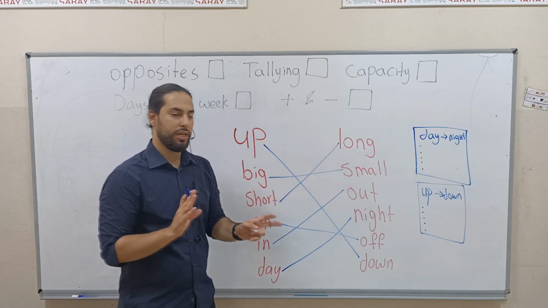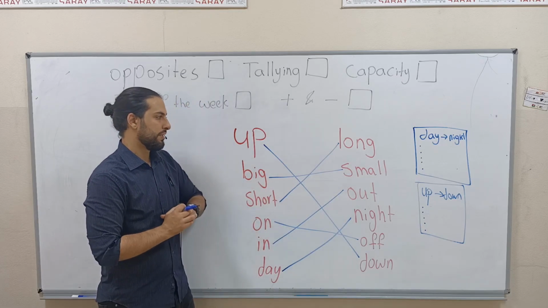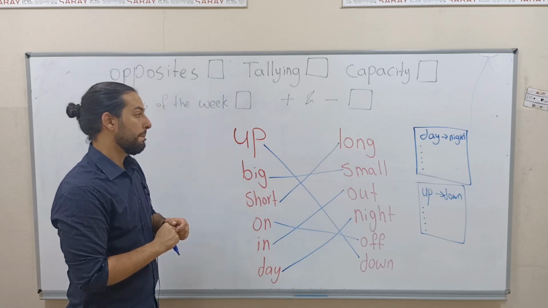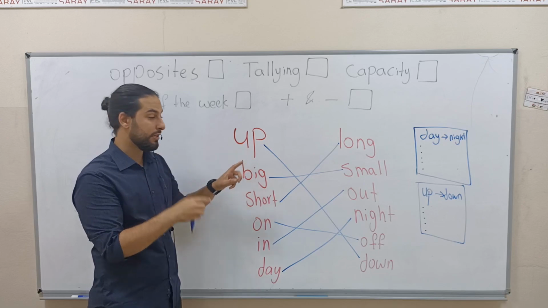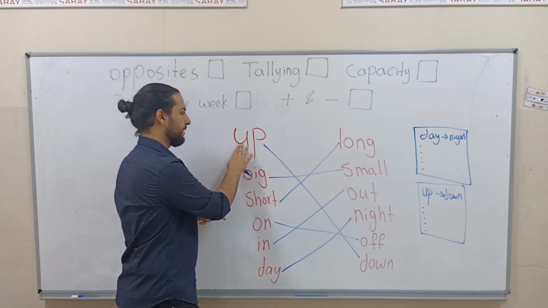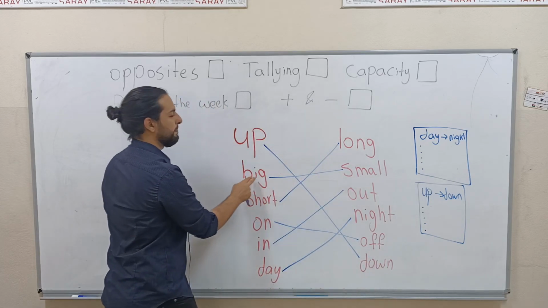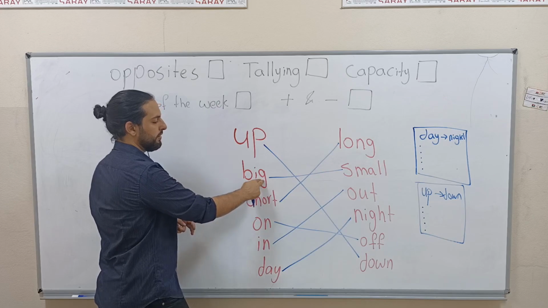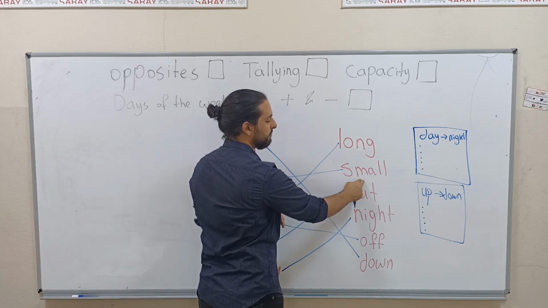So it just takes a couple of minutes to really get that down and have the students understand them. It's pretty easy, pretty simple. They just have to look at the words and recognize them. So up starts with a U, and then they have to match it to D, down. Then big starts with a B, I, G, big. Match it to small, S, small.